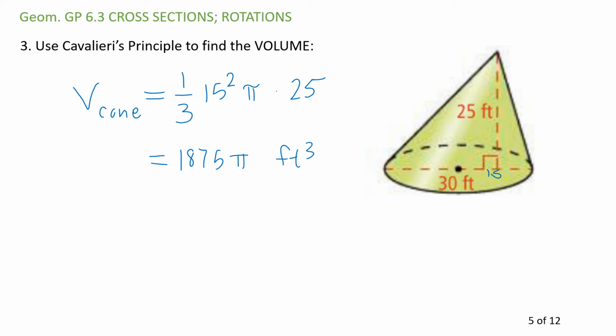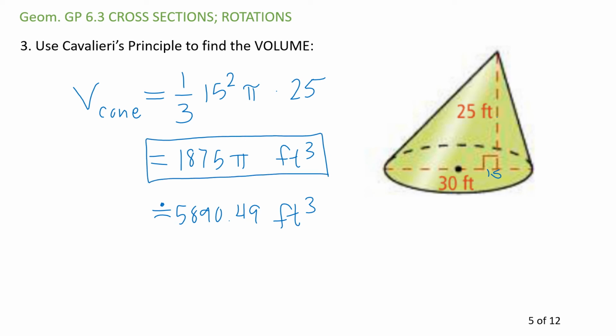Again, that is approximately 5890.49 feet cubed. And that is Cavalieri's principle. What allows me to do that is the fact that this shape, this cone, has the same volume as a cone that goes straight up and down. Cavalieri's principle.